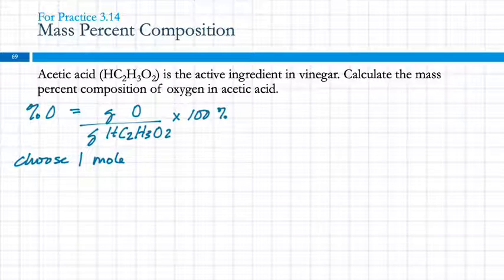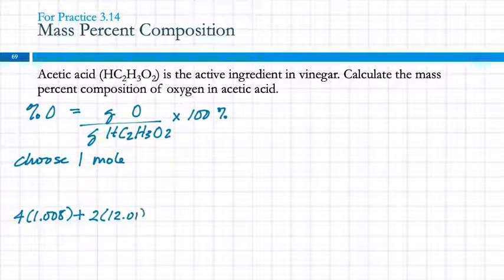So we can lump those together if we want. We can say, well, there's 4 hydrogens. So 4 times the mass of hydrogen, and 2 times the mass of carbon, and 2 times the mass of oxygen, which gives .052.